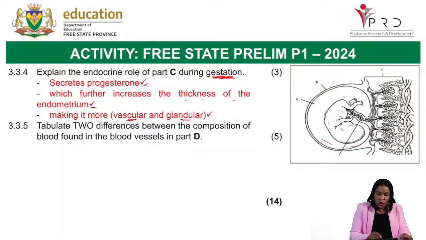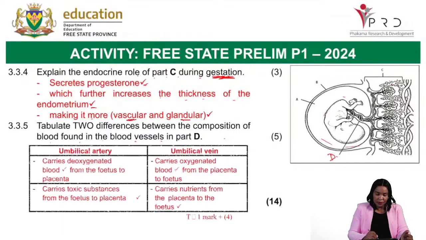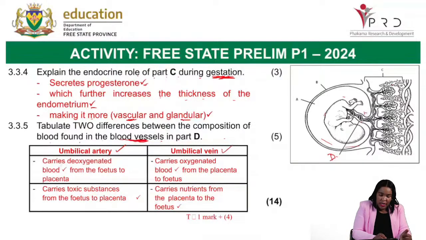Then tabulate 2 differences between the composition of blood found in blood vessels in part D. So blood vessels in part D, we said this is our D, which is your umbilical cord. Then, so the umbilical artery and the umbilical vein, because they are 2 blood vessels that are found here. Remember, we said this one, umbilical artery carries deoxygenated blood from the fetus to the placenta.